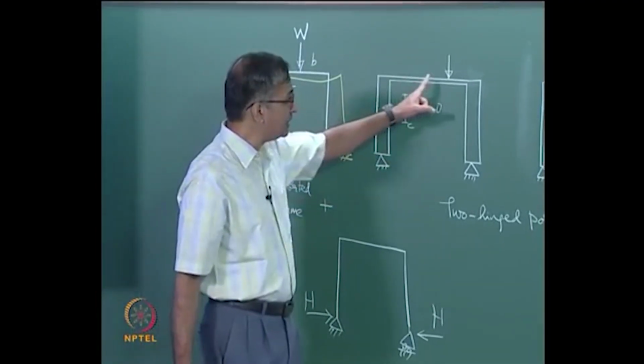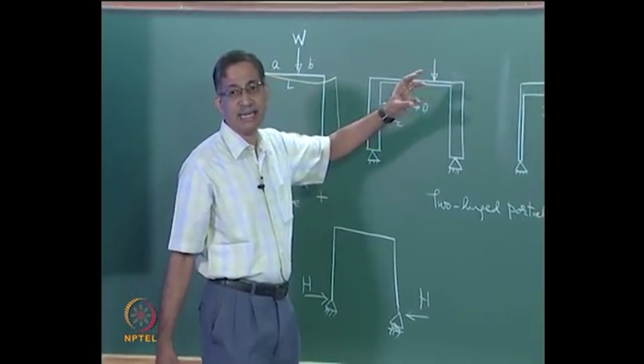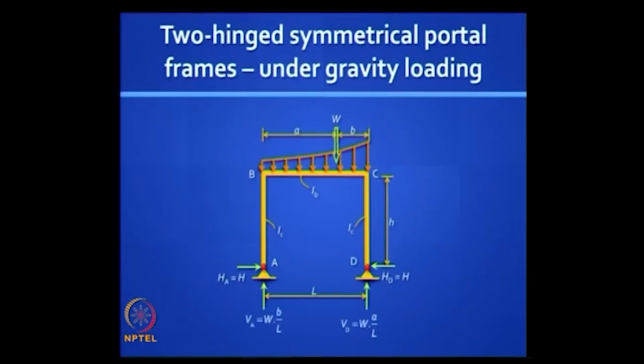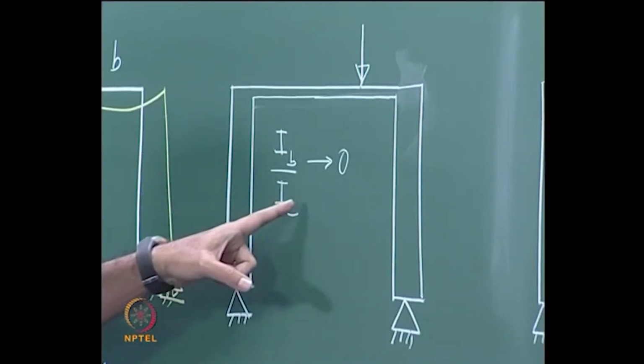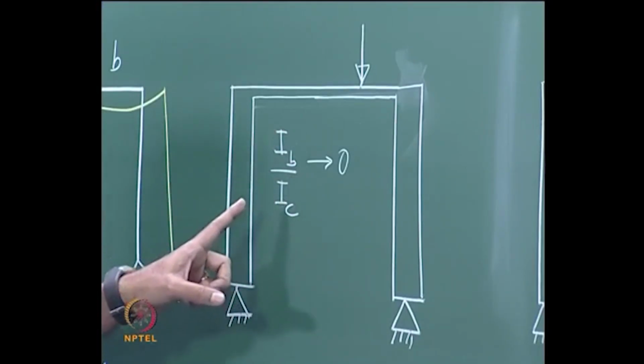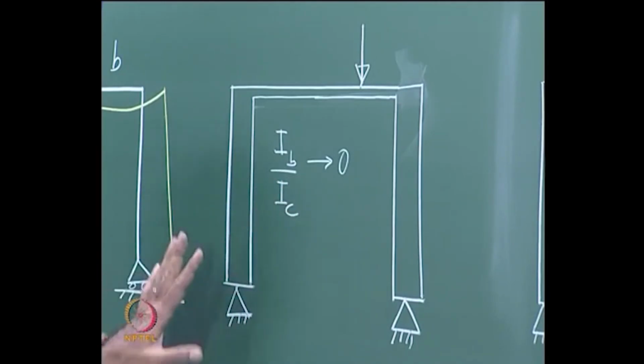Let us say the beam is very slender compared to the column, that means the column is very wide, maybe it is a wall. Then you could say IC tends to infinity or IB by IC tends to 0. So the picture would look like this.